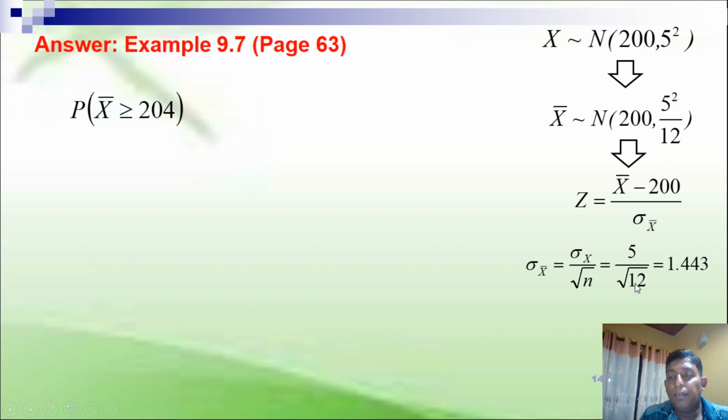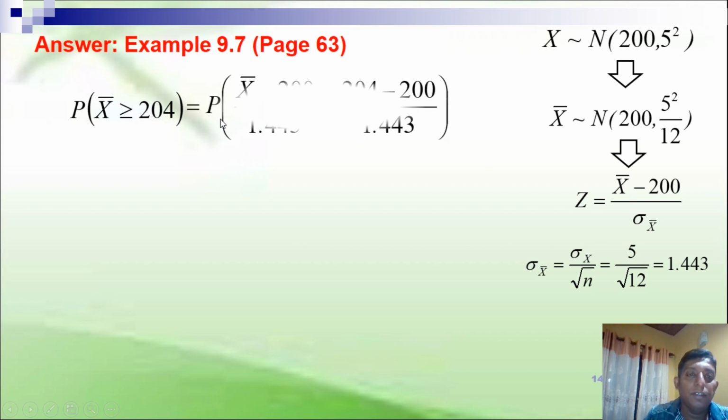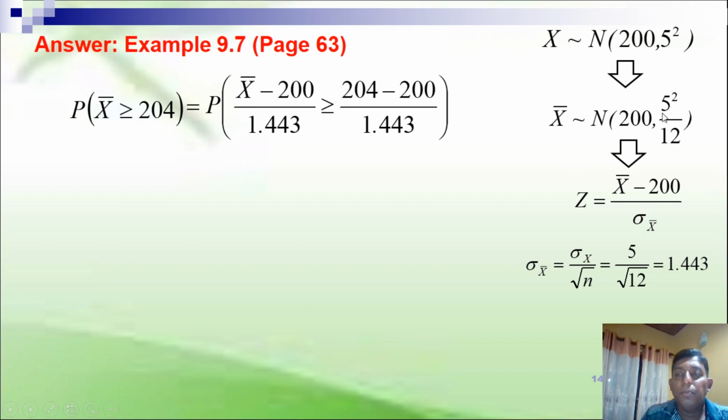That is equal to 5 over square root 12, which equals 1.443. Now all these values are known, so the standard deviation of x bar is also known, 1.443. Then using the transformation formula, we can convert these values into standard normal values: x bar minus 200, because the mean equals 200, divided by the standard deviation of x bar, 1.443. Then you can convert this 204 into the corresponding z value.